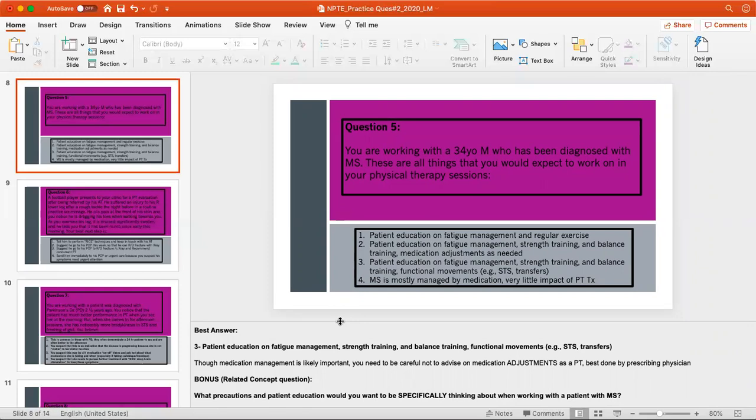So you hit on one of them. What was that? The fatigue management? Yeah, fatigue is huge with these individuals. So patient education on fatigue management. I think, isn't use of heat contraindicated? You got it. And why would that be?